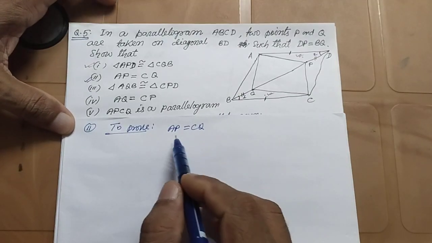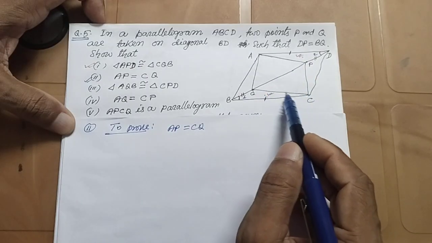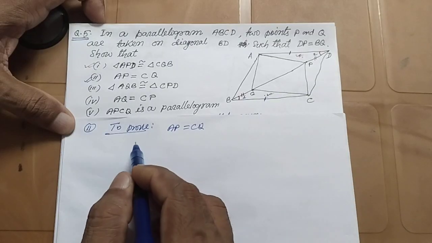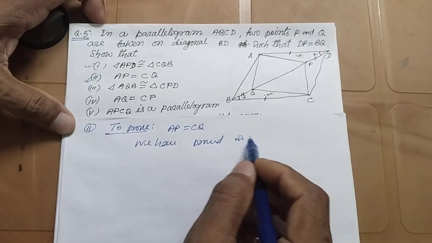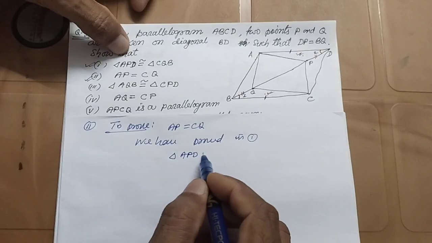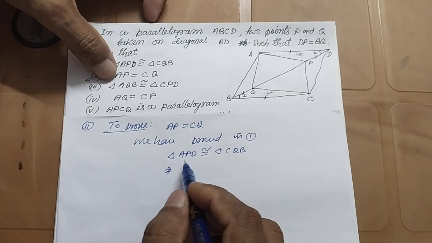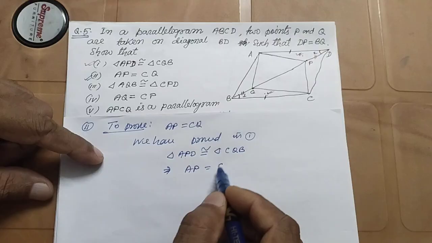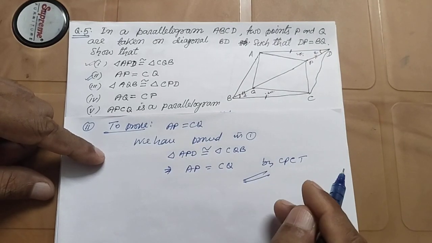The second part is to prove AP equal to CQ. We already have proved this triangle and this triangle are congruent. Already we have proved in the first part, triangle APD is congruent to triangle CQB. This implies corresponding AP must be equal to CQ. AP is equal to CQ by CPCT. And this is the proof of the second part.